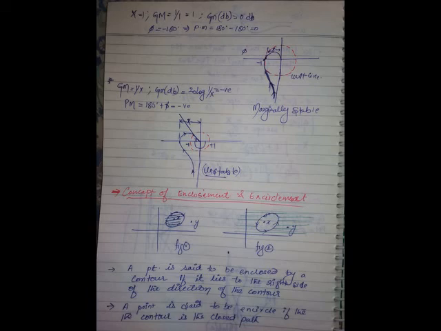Which means in figure 1, point X is said to be enclosed, whereas in figure 2, point Y is said to be enclosed. Encirclement means the contour should be a closed path, which means if I start from a point, in the direction of arrow I must come back to the point.